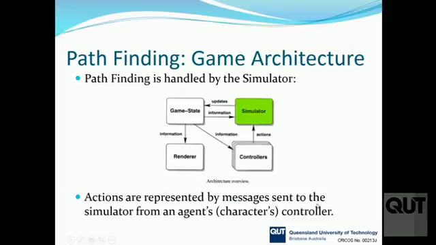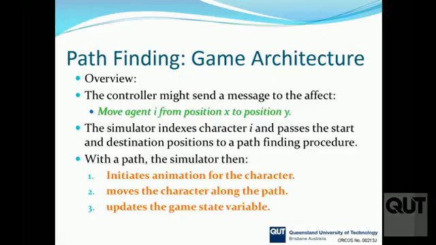So, as stated here, actions are represented by messages sent to the simulator from an agent's character's controller. As the agent is moving, the controller is telling the simulator that it's moved along the path somewhere, the game state is updated, and that information is then passed back to the controller and the simulator. So the controller might send a message to the effect: move a certain agent I from position X to position Y.